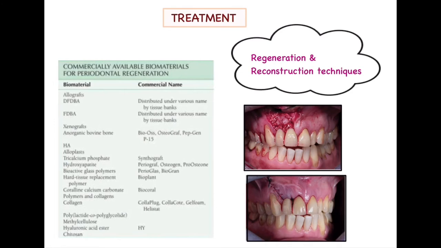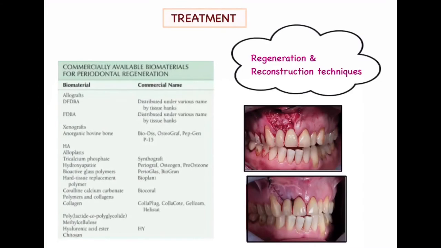So here the most common types of allograft which we use are FDBA and DFDBA, which is nothing but freeze-dried bone allograft, that is FDBA, and demineralized freeze-dried bone allograft, that is DFDBA. So basically these are the most common types of allografts which we use. Apart from it, we can use certain xenografts. Basically these are derived from bovine bone. We can use hyaluronic acid, we can use tricalcium phosphate. So these are different kinds of bone grafts which we commonly use for treatment of such kinds of defects.